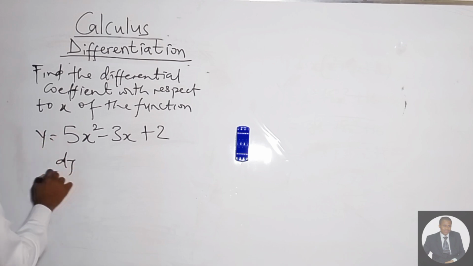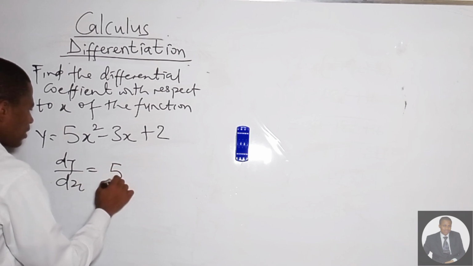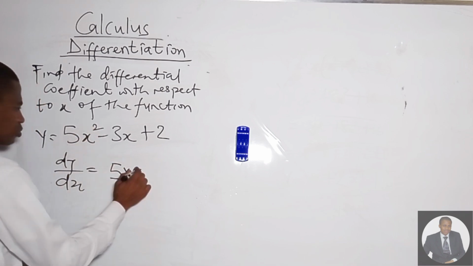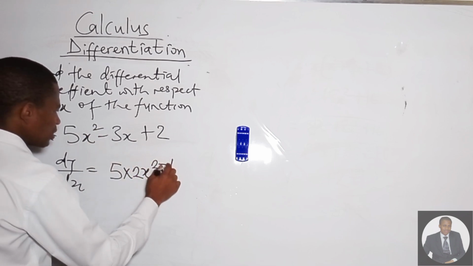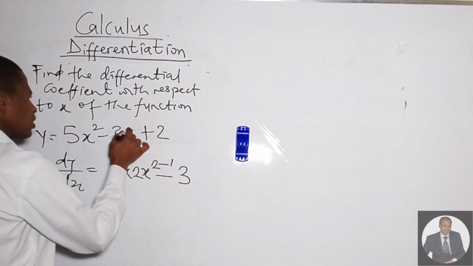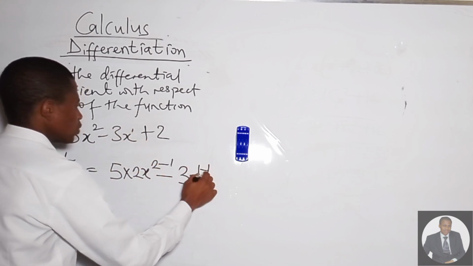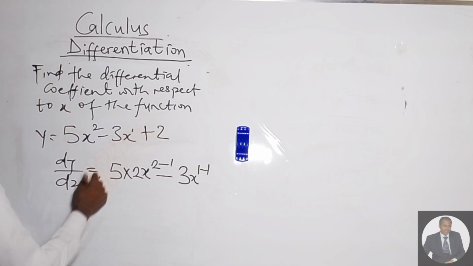So dy/dx of this will be 5 times 2, then we bring the x to the power 2 minus 1. Then minus 3: the exponent here is 1. So 3 times 1 still gives us 3, x^(1-1). The differential coefficient of a constant is 0. So we leave it like this.